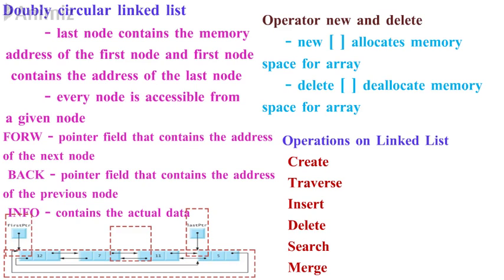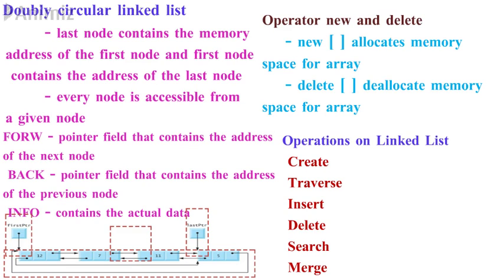Next it is insertion. Insertion is done at 3 places. Insertion can be done at the beginning of the linked list, at the end of the linked list, and at any position on request of the user in the linked list. Deletion is also done in 3 ways: deletion at the beginning, deletion at the end, and deletion at the position which you are referring.